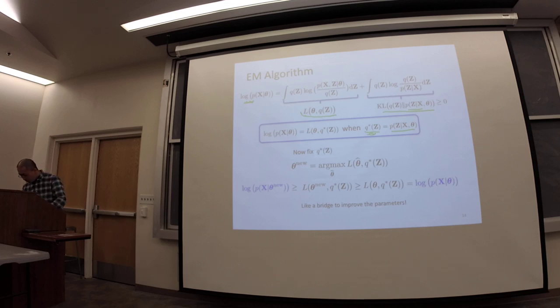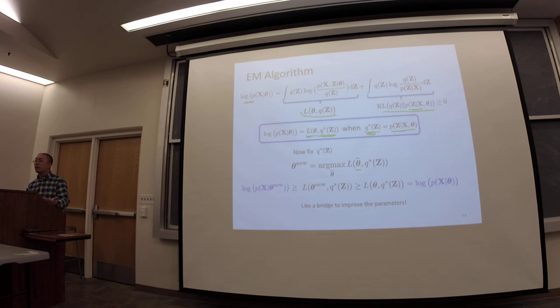So now, remember this lower bound has two parameters. One is the Q of Z, the other is theta, right? So now, when I set Q of Z to be this true posterior given theta, I just fix it. And then I maximize this lower bound with respect to theta.